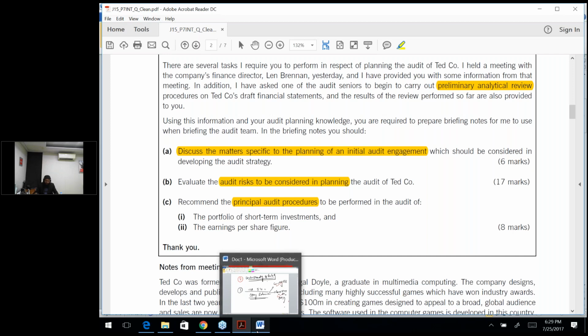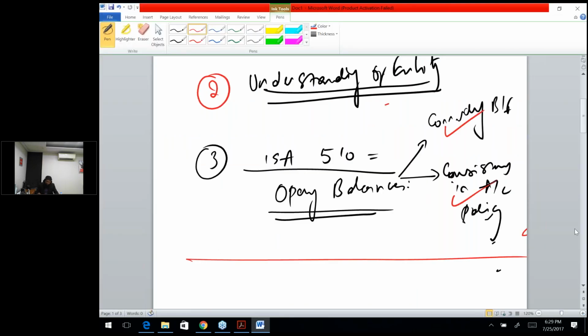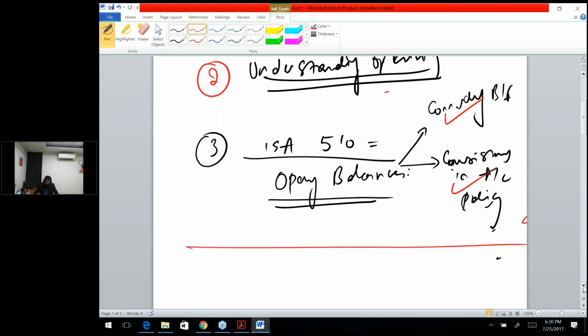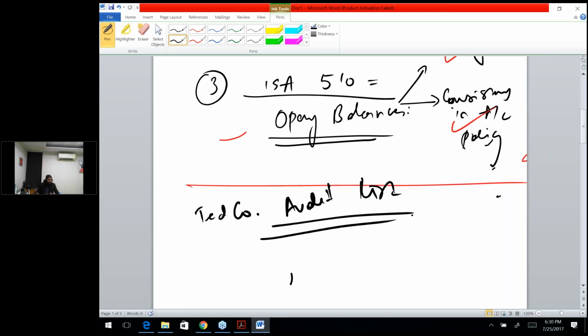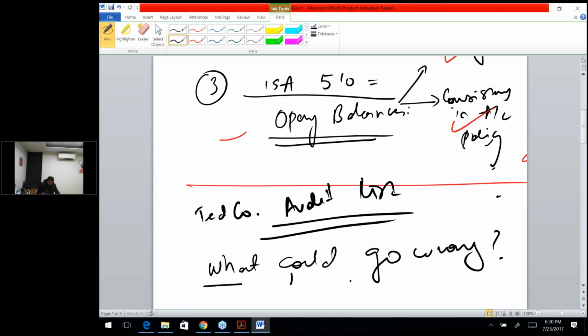Now let's move forward. The question's requirement is evaluate the audit risk to be considered in planning the audit of TED company. In order to identify the audit risk, you know that audit risk is made up of risk of material misstatement and detection risk. So it's not going to be much different from what we have studied up till now. All that you have to think is what could go wrong. What could go wrong?